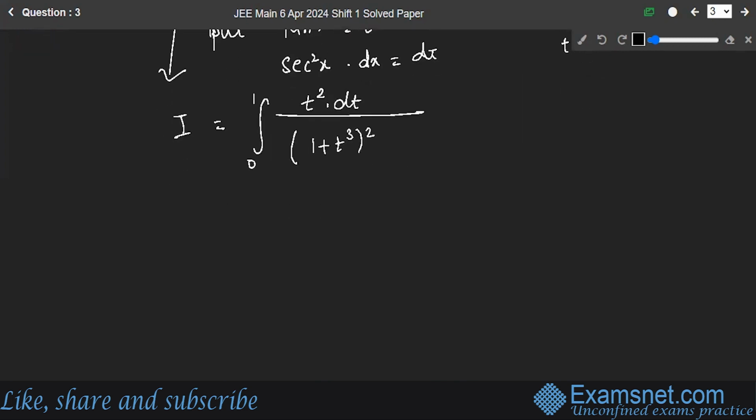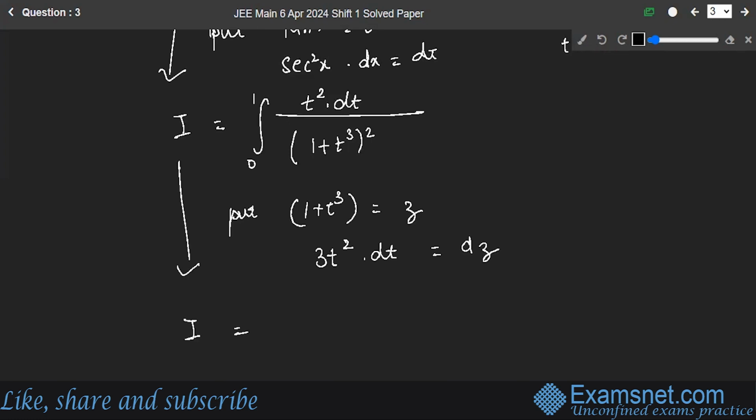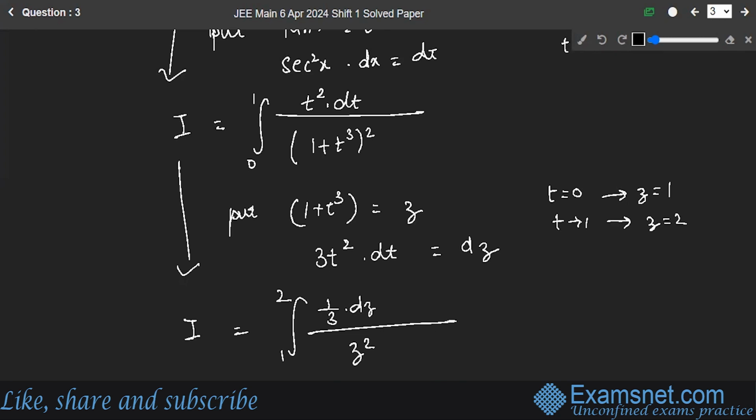Right. Again, let's do one thing. Put 1 plus t cube equal to some z. So 3t square dt is equal to dz. Now the limits will change again: when t is equal to 0 you will have z equal to 1, and when t is equal to 1 you will have z equal to 2. So the limits will be 1 to 2, and t square dt will be equal to 1 by 3 into dz divided by z square.